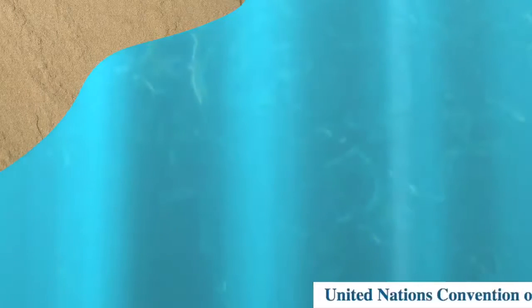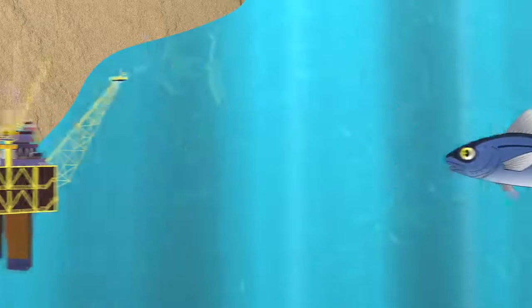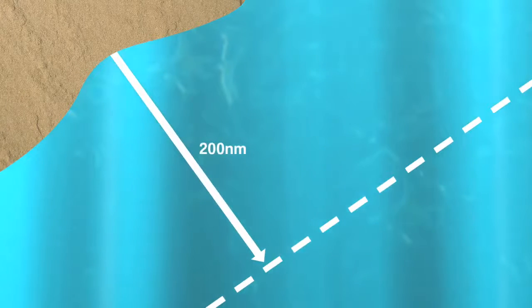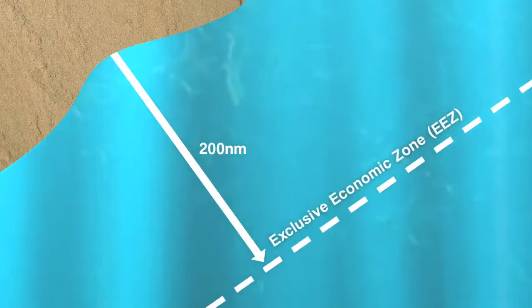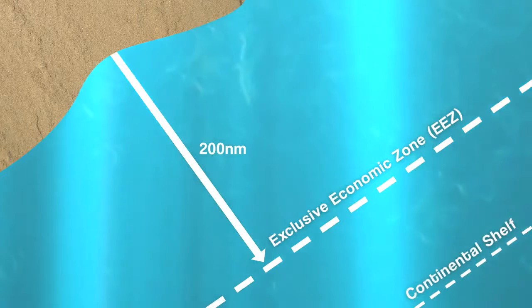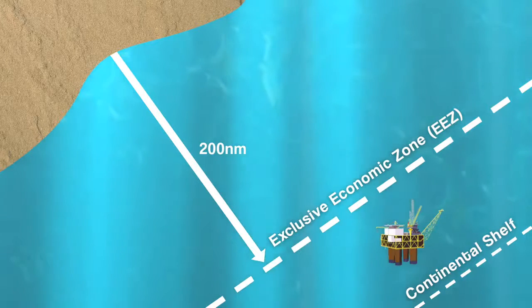As I've described in previous videos, the UN Convention on the Law of the Sea gives countries exclusive rights to all natural resources, including fishing and drilling, in a 200 nautical mile distance from their coastline. This is the exclusive economic zone. If their continental shelf extends beyond 200 nautical miles, countries can also get an extension to their exclusive rights to the seabed and below through a separate application to the UN.